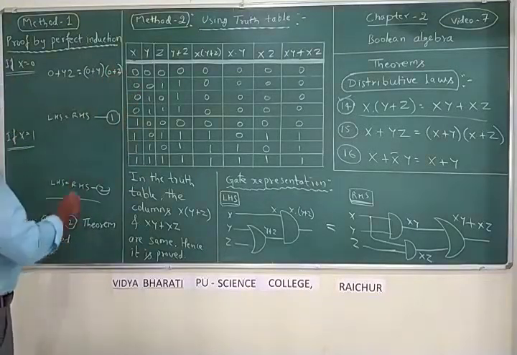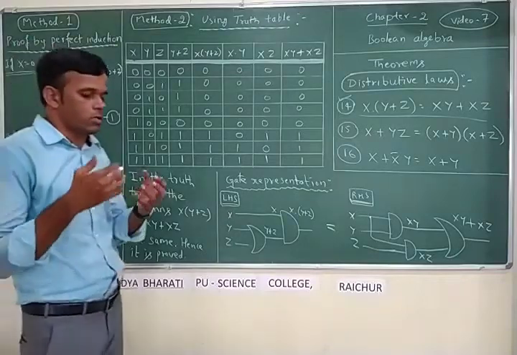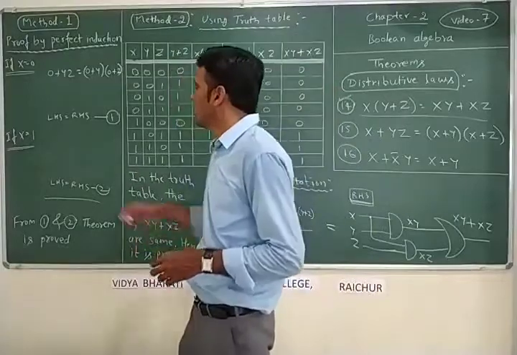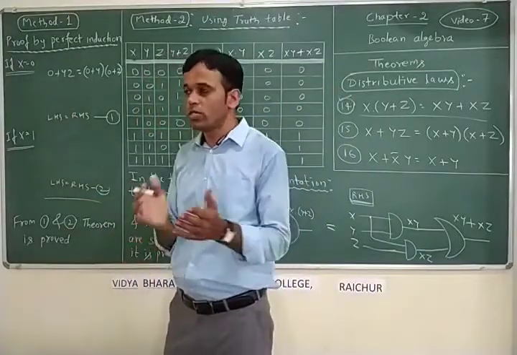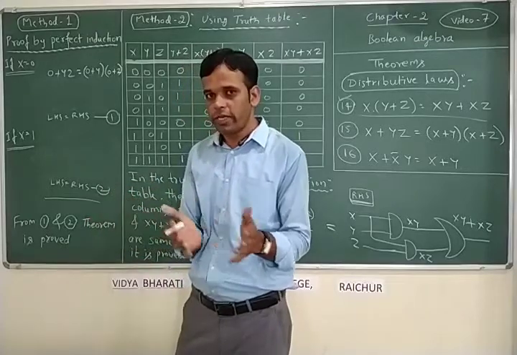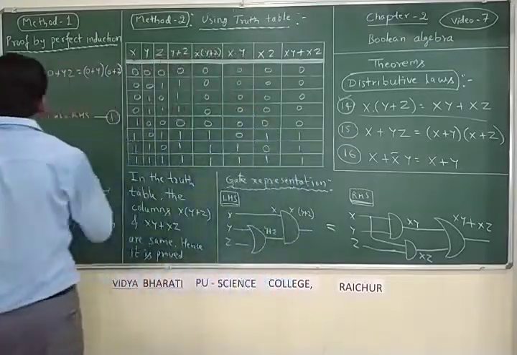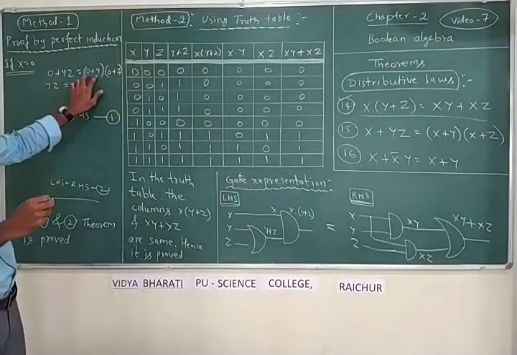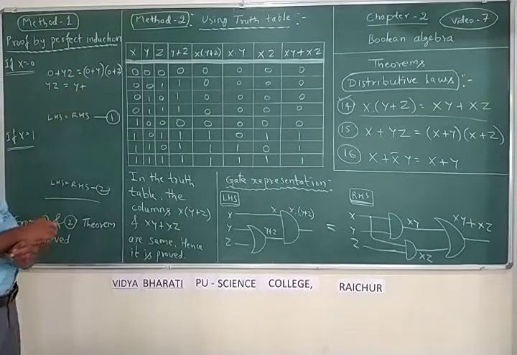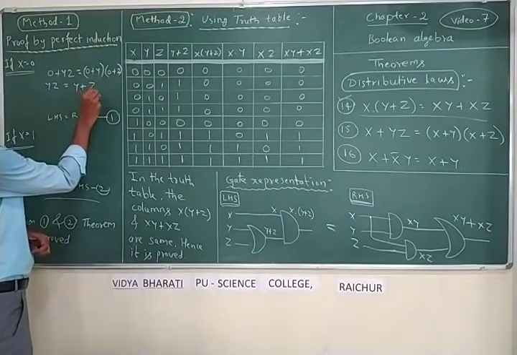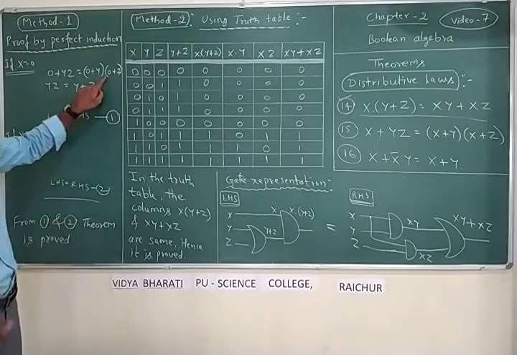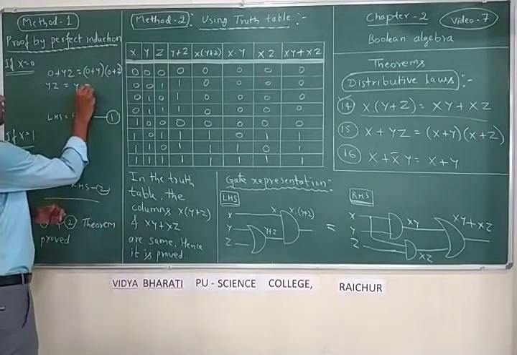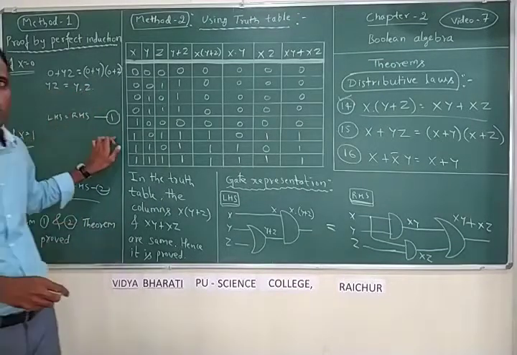Okay. So left hand side, the property of 0 we use: whenever 0 is ORed with an expression or a variable, the answer is the expression itself. So 0 is ORed with this yz. So 0 plus yz is yz only, the properties of 0. This side, 0 plus y is y, and 0 plus z is z. So y into z. So LHS equals RHS and it is yz.